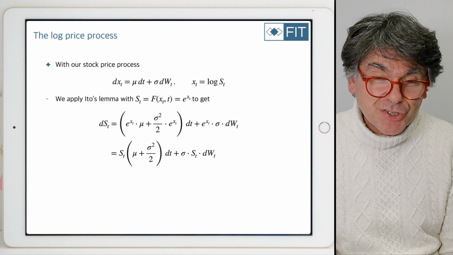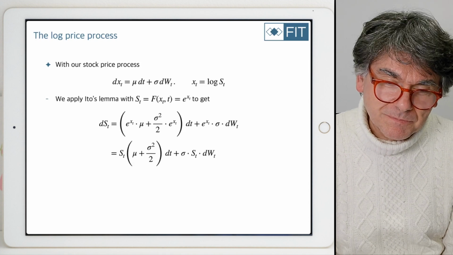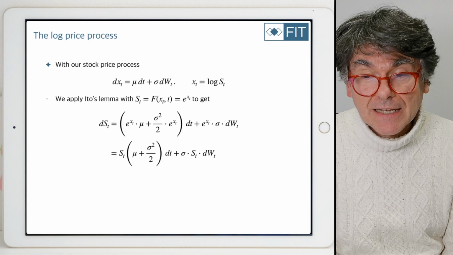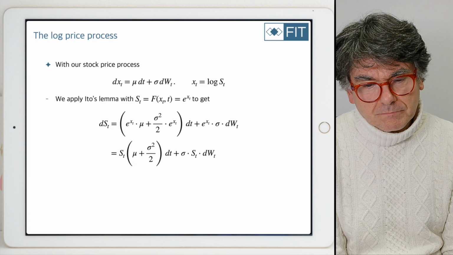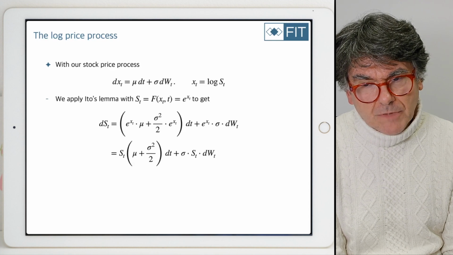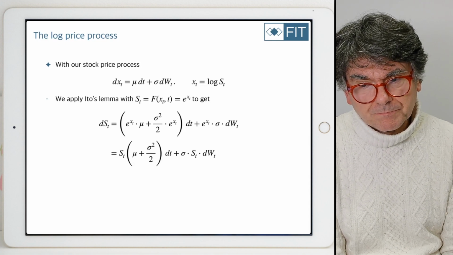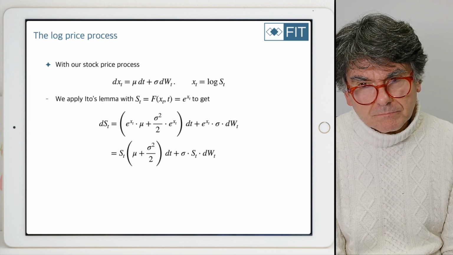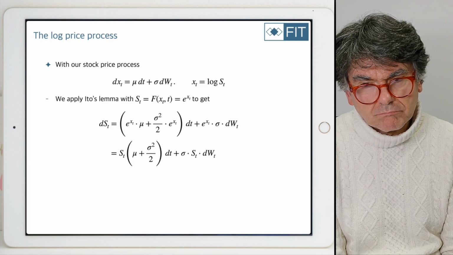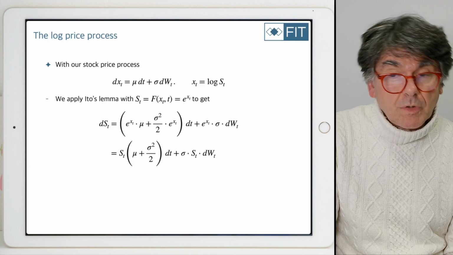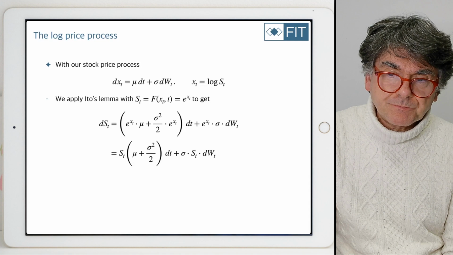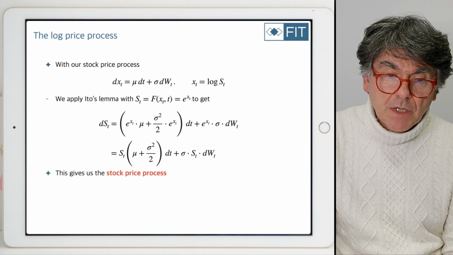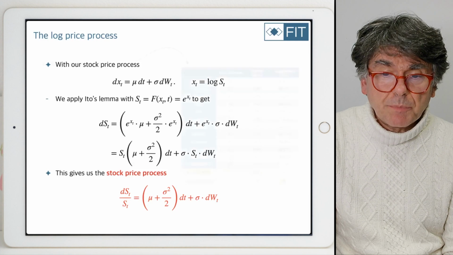But the stock price has picked up drift. That's unexpected. And it's because the exponential function is convex. The stock has picked up drift. You can think of this as volatility-induced drift. So this is for the stock price process, which we'll typically write like this.